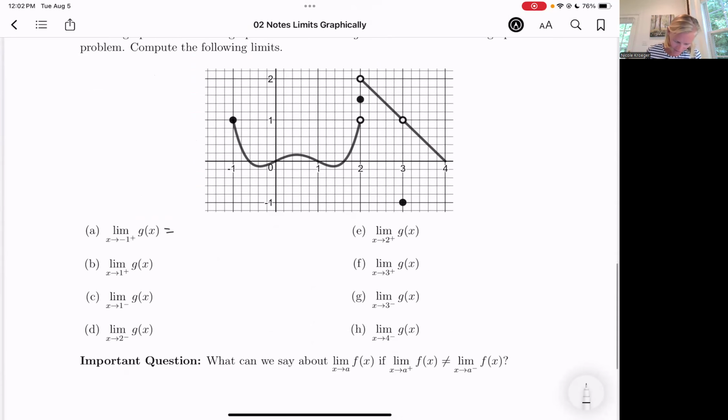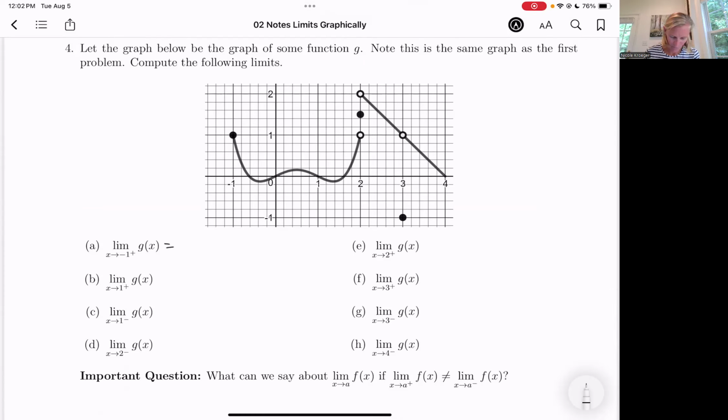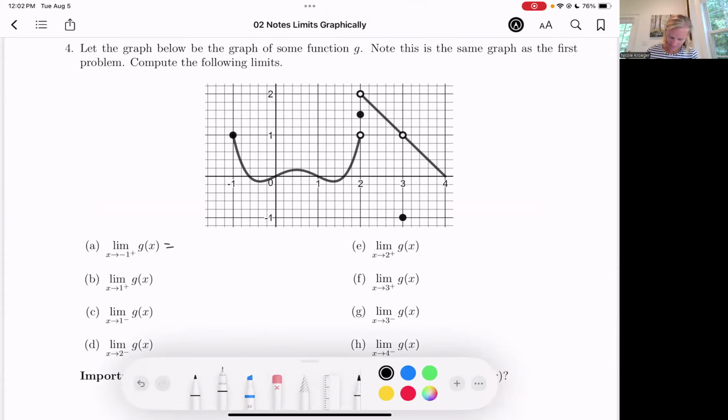Okay, so if x approaches -1 from the right, that means I start to the right of -1. So I'm going to start over here. I'm going to get closer to -1. My y values are getting closer to +1. So that limit would be 1. Notice here we couldn't ask about the left-hand limit at -1 because there's nothing to the left of -1. The function doesn't seem to exist there.